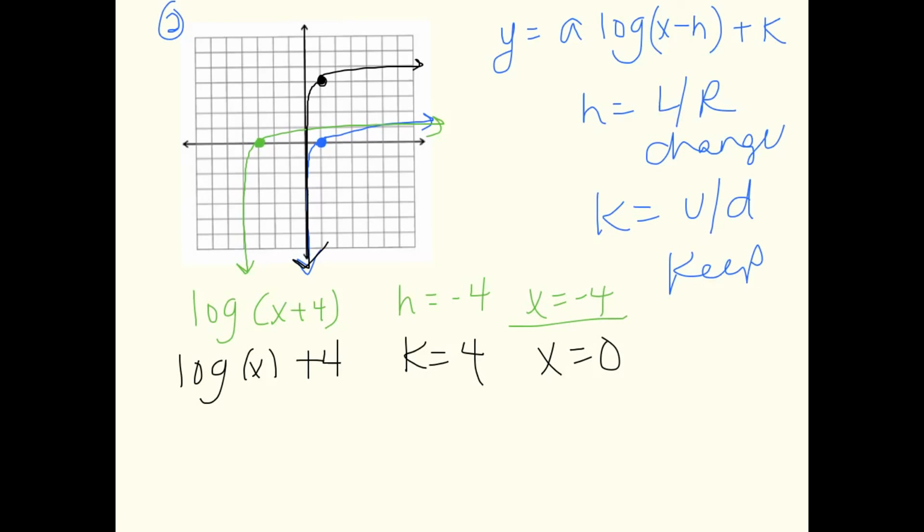And the last one has an h and a k. This right here is your h, and we change the sign, that's negative 4. And then it's got a plus 4 at the end, so that's your k. So it's going to move left 4 and up 4, right there. And then it curves back 1, and that's your vertical asymptote at x equals negative 4.